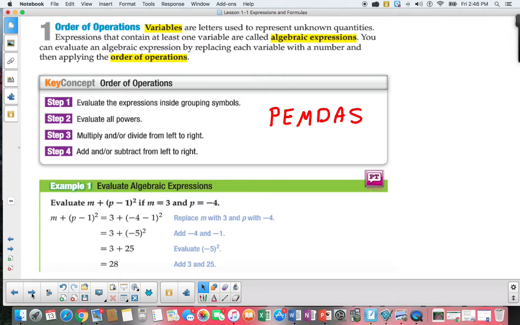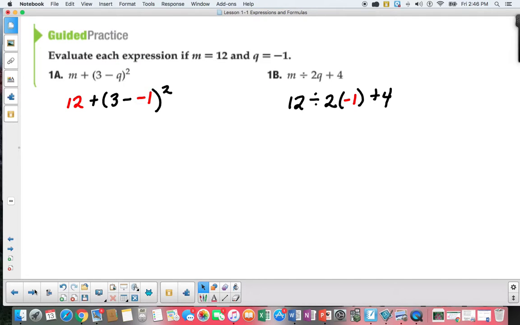Let's take a look at the example that is being done. You can see they simplify the problem by first substituting, replacing the variables, and then they go ahead and simplify the parentheses expression, and then we get a sum. Again, order of operations has us doing the exponent first, and then we get the answer. Let's take a look at guided practice.